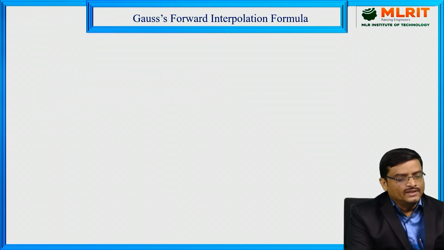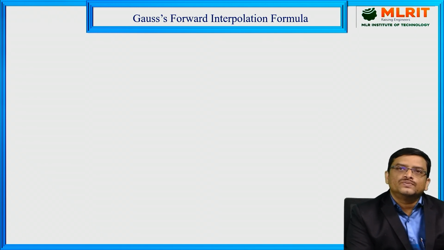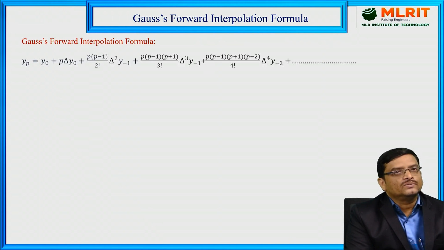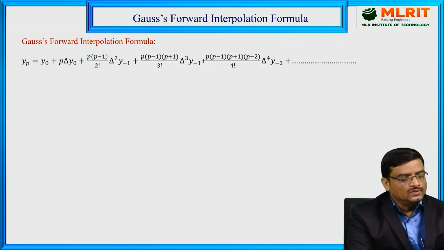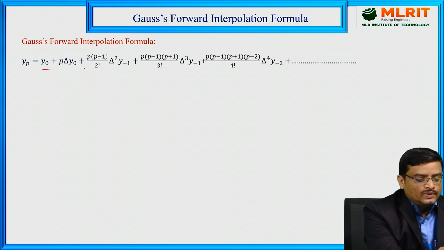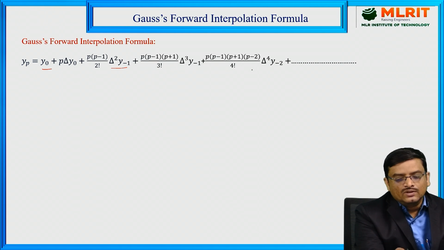So first we will take this Gauss forward interpolation. This Gauss forward and Gauss backward interpolations totally depend upon the central difference table. In the previous video, we have seen how to construct the central difference table. Now, let us take the formula of Gauss forward interpolation. So, this is our Gauss forward interpolation, that is given by y naught plus p into delta y naught plus p into p minus 1 by 2 factorial into delta square y suffix minus 1. And like this, we have the formula.